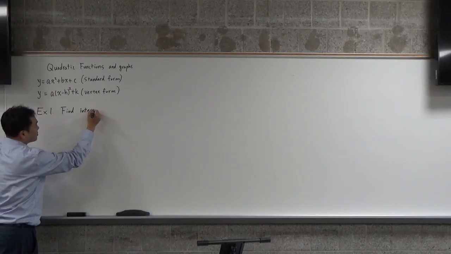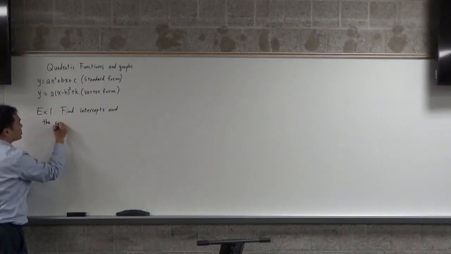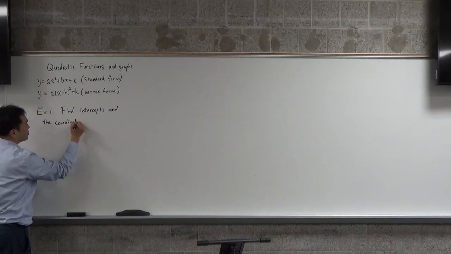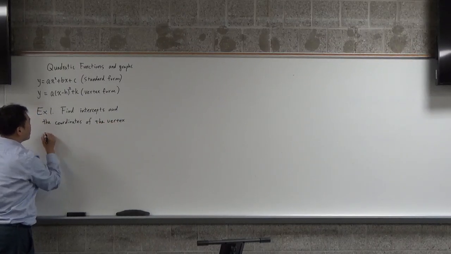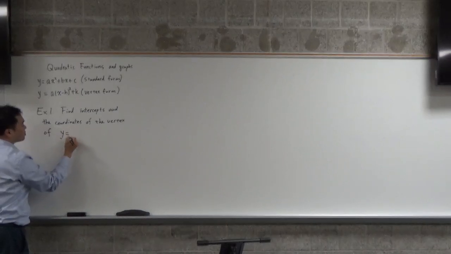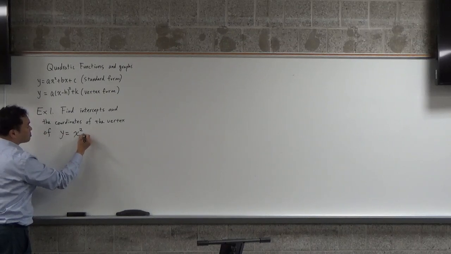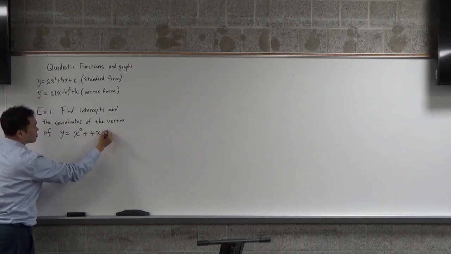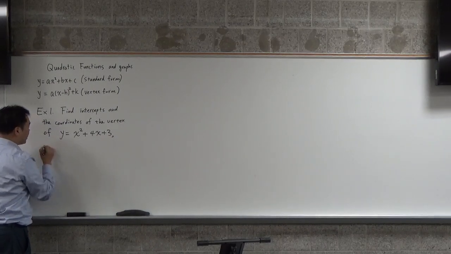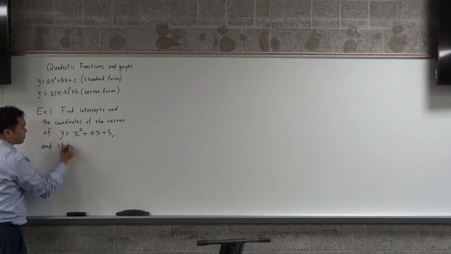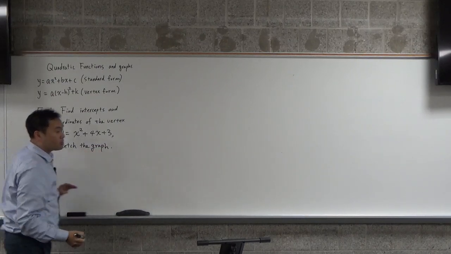find intercepts and the coordinates of the vertex of y equals x squared plus 4x plus 3 and sketch the graph. Okay, so let's try out this question.